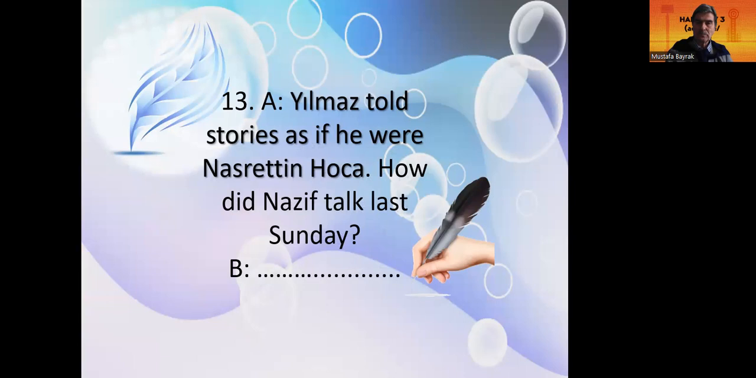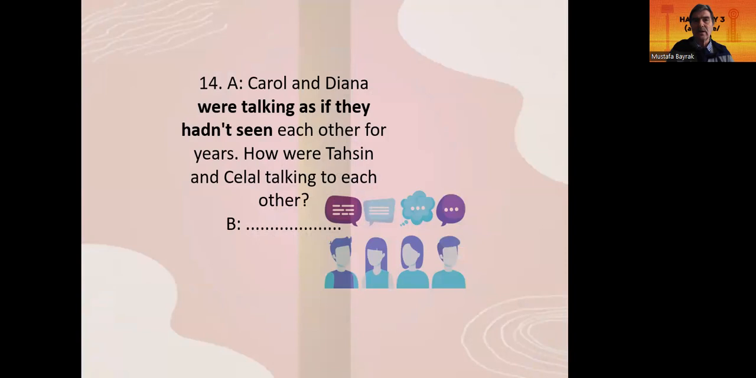14a. Carol and Diana were talking as if they hadn't seen each other for years. How were Tahsin and Celal talking to each other? Tahsin and Celal were talking to each other as if they hadn't seen any rivers, as if they hadn't seen any mountains. As I said, we can make thousands of millions of sentences on the condition that we remember the nouns, some words. Yes.